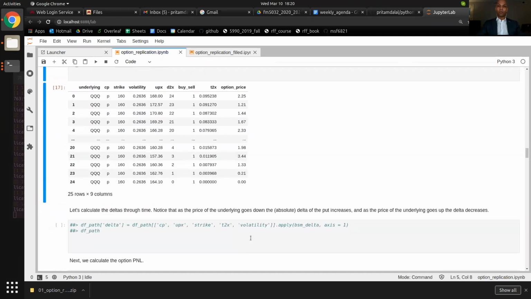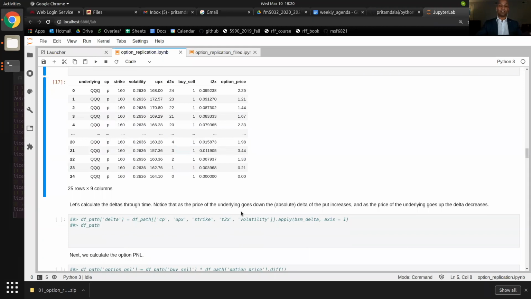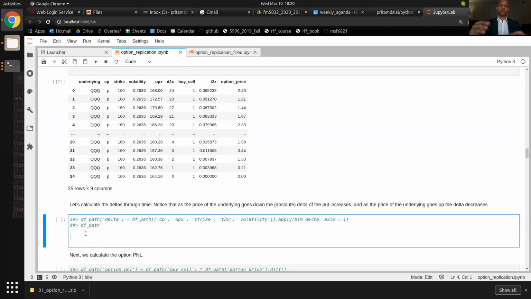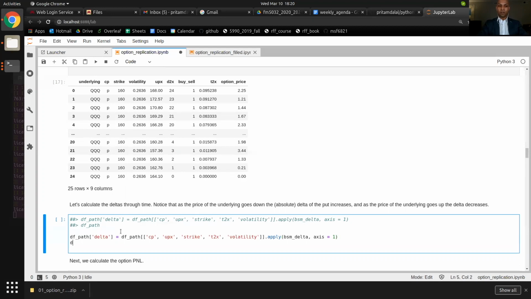Cool. So next, we're going to add delta as a column because we want to be delta hedging. So we need to calculate the deltas, which is going to indicate to us what stock position we should hold. So DF path delta equals DF path CP UPX strike T2X volatility, and then apply BSM delta axis equals to 1 DF path.